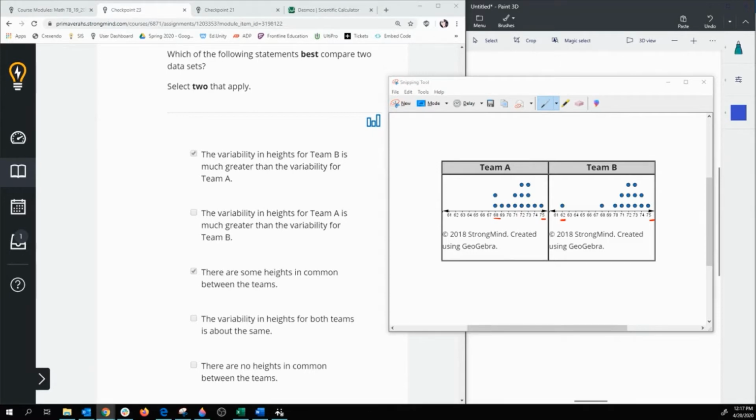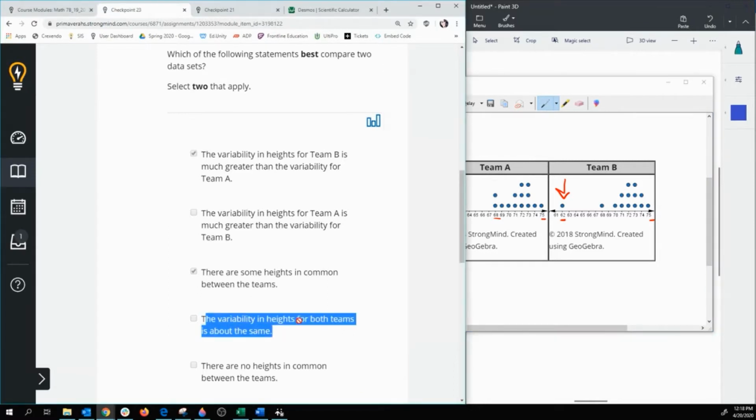They're about the same. I would agree with you. Yes. Since there's only this one point way out here at 62, this is kind of like our outlier. We can kind of just ignore it. And without that one point, both of the teams would have heights between 68 inches and 75. So I agree with you. The variability is about the same for both teams.